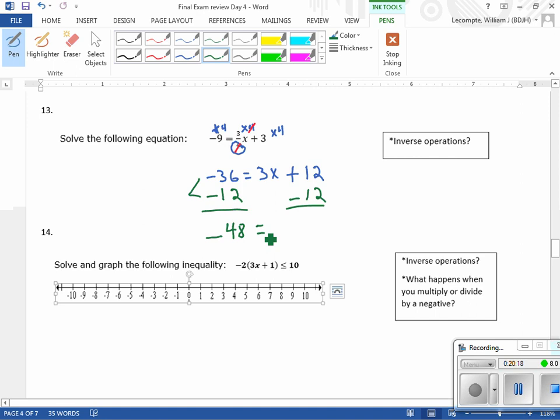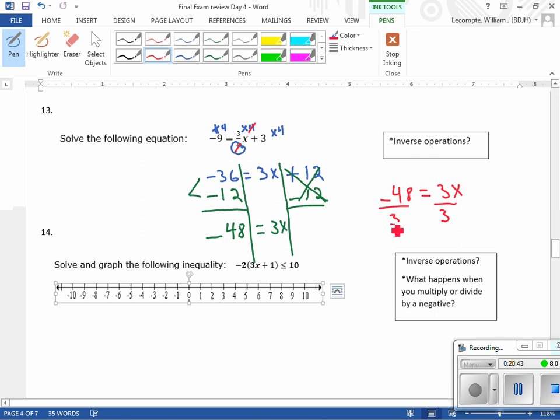I can isolate everything by drawing lines down. That way I keep everything in order. So now I have a negative 48. Negative 48 is equal to 3x. How do I get rid of multiplication? I do the opposite. So I divide both sides by 3, and I get negative 16 is equal to x.